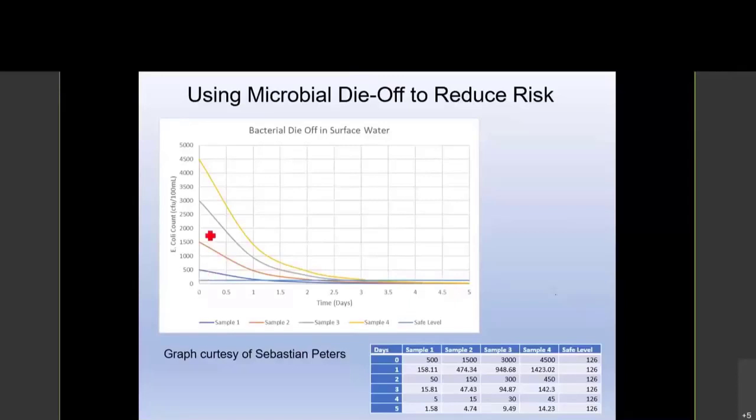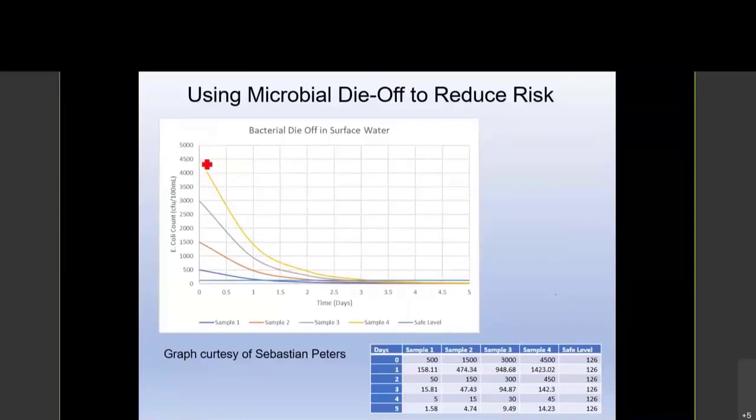Here are our sample values. So let's take a look at our really, really gnarly one. That's sample number 4, coming in at 4,500 colony-forming units per 100 mLs. These are the real numbers.